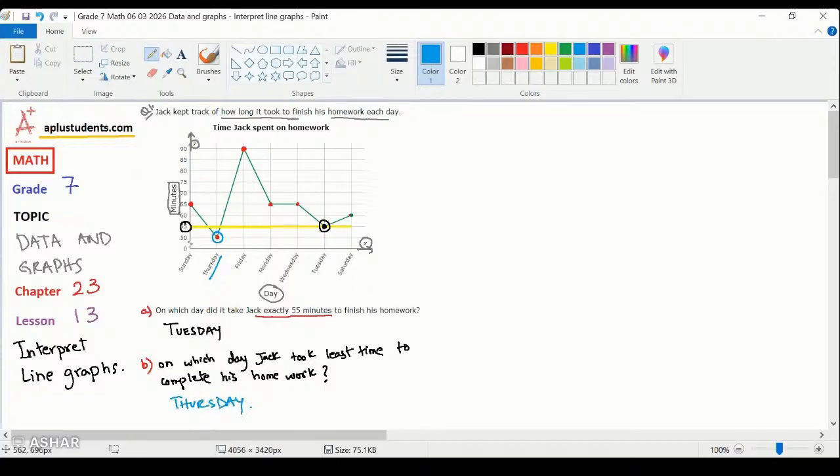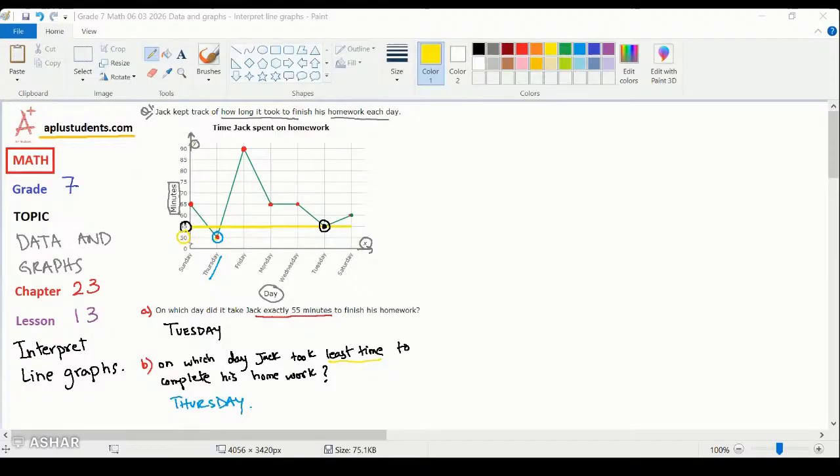On Thursday, yes, perfect. Exactly 55 was on Tuesday, and the least time, the minimum time taken to do the homework, would be the lowest value. That was Thursday, right? They can also ask the maximum time he took, or which 2 days he took exactly the same time. A lot of questions can be created, right? So gradually we'll see what are the possibilities over here. In the next question, what is happening? They are giving us two values on a single diagram.